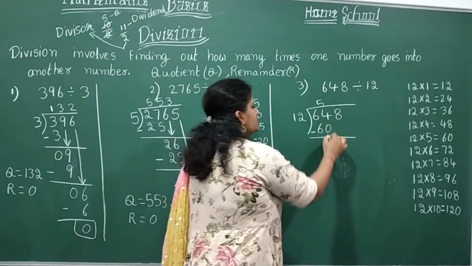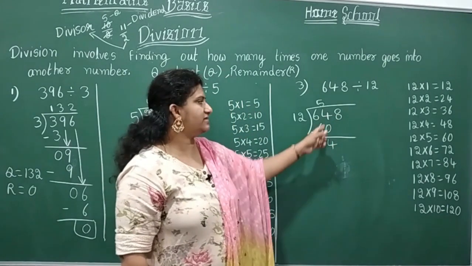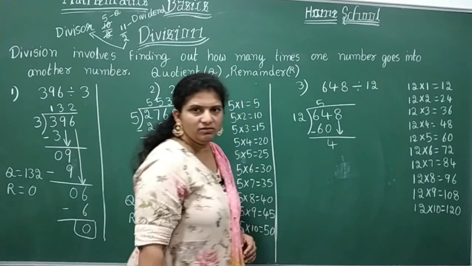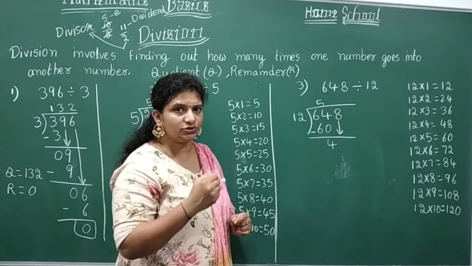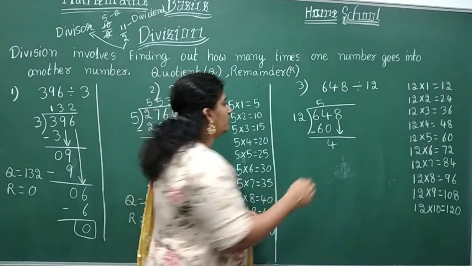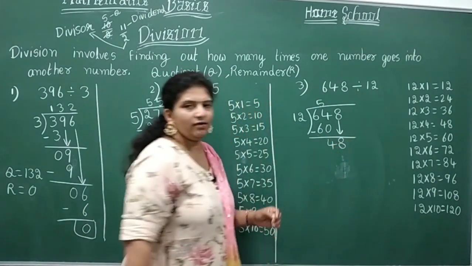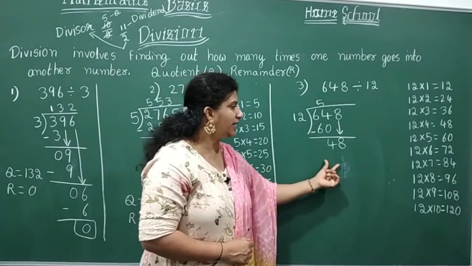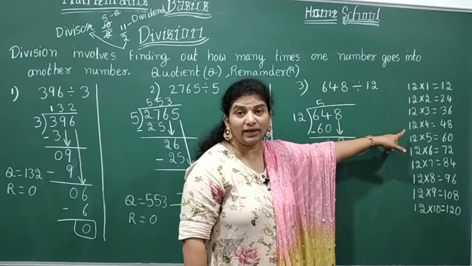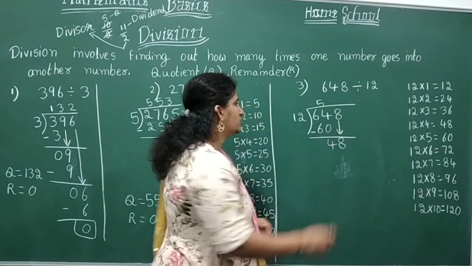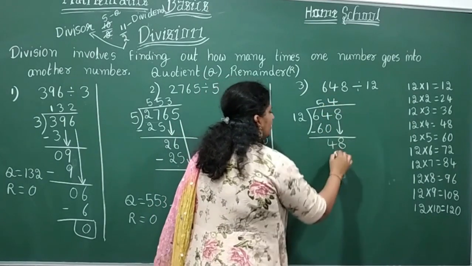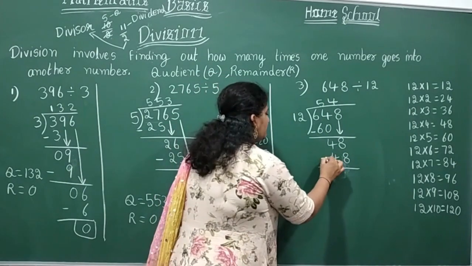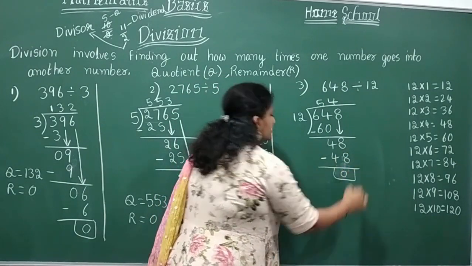Okay, 4 minus 0 will be 4. 6 minus 6 will be 0. So now drag your next number down. Every time one digit you should be dragging down, right? 8. So now see the number 48. In the 12 table, where do you get 48, children? Yes, you are going to get 12 4s are 48. So now write 4 here and write down 48. So now subtract these two numbers. 48 minus 48 will be 0.